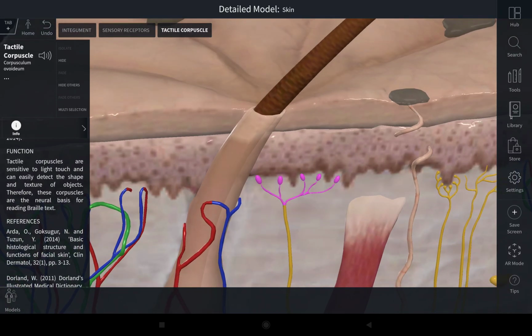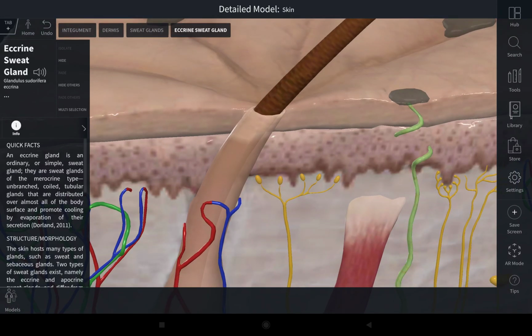Then the next structure is the eccrine sweat glands. This is the eccrine sweat glands.